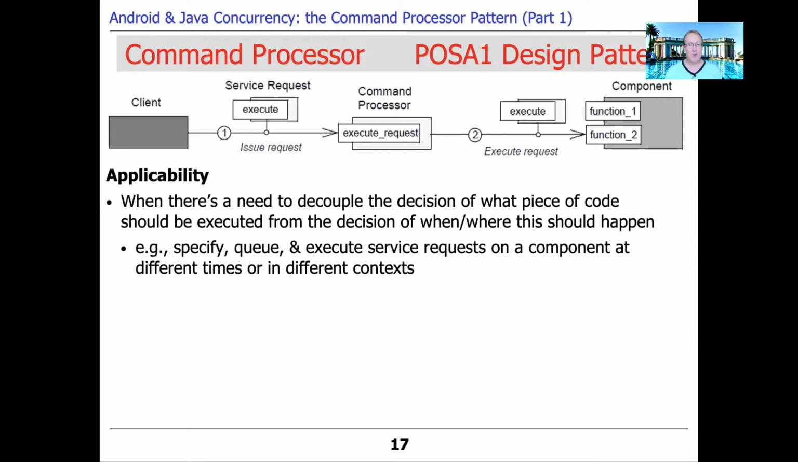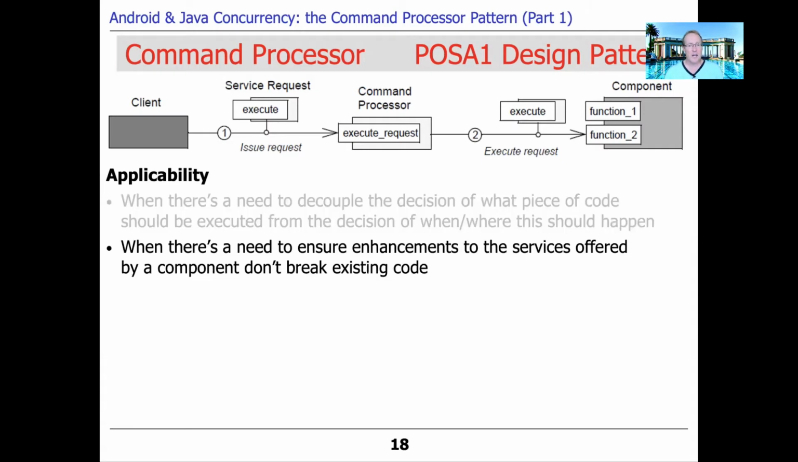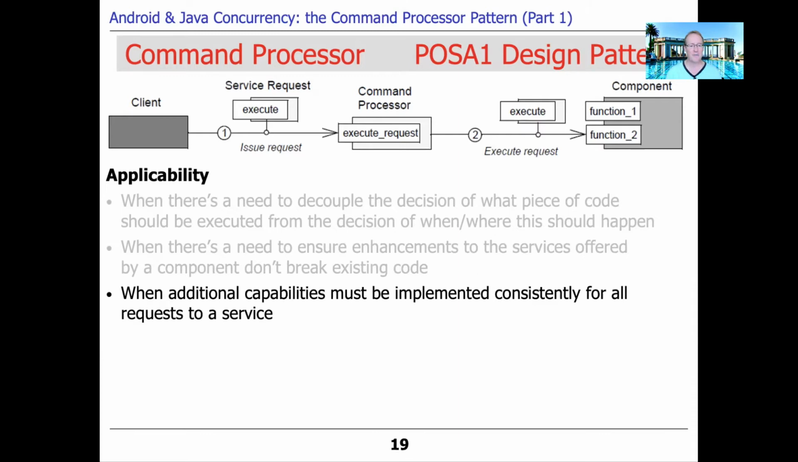So as we talked about before, you can specify these objects as commands. You can queue them up to run them later. You can execute these requests on a component in another process, in another thread at a different time, or in these other processing contexts. You also could use this pattern when you need to ensure that enhancements to the services that are offered by a component don't break existing code. Again, because we're decoupling the client, the thing that's creating the request, from where the actual request is run, we can have a nice abstraction barrier to make it easier to make changes without breaking existing stuff.